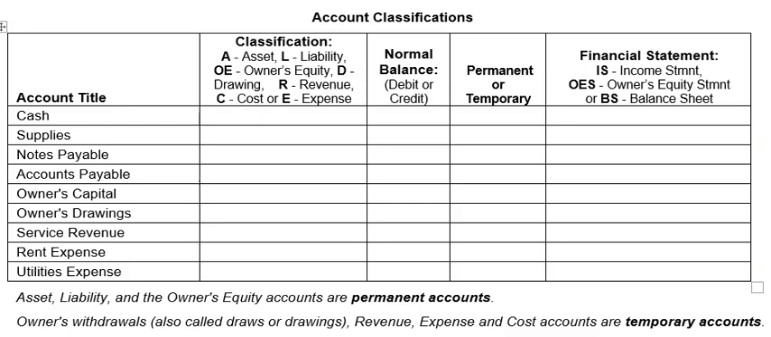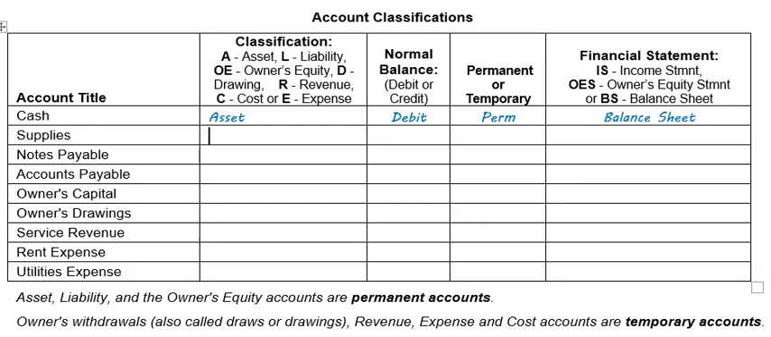Okay, so let's begin with cash. Cash, my favorite asset, right? It's something that I own, and so that is an asset. All assets increase on the debit side. They have a normal balance of a debit, or they increase on the debit. And they are permanent accounts because, as I said below, asset, liability, and owner's equity accounts are permanent. And we will find that account on the balance sheet.